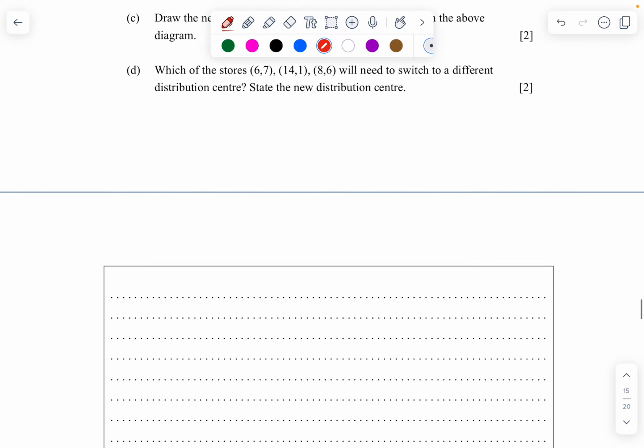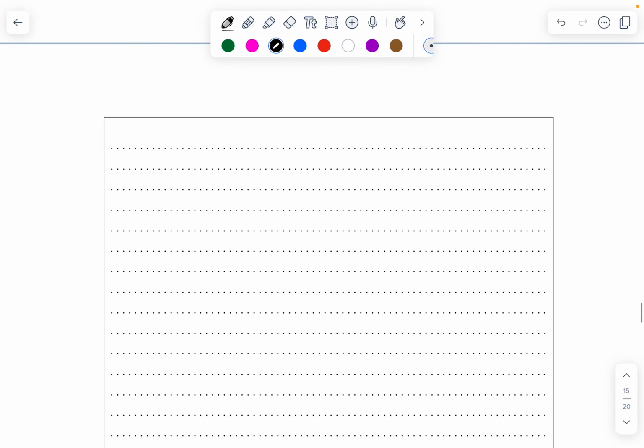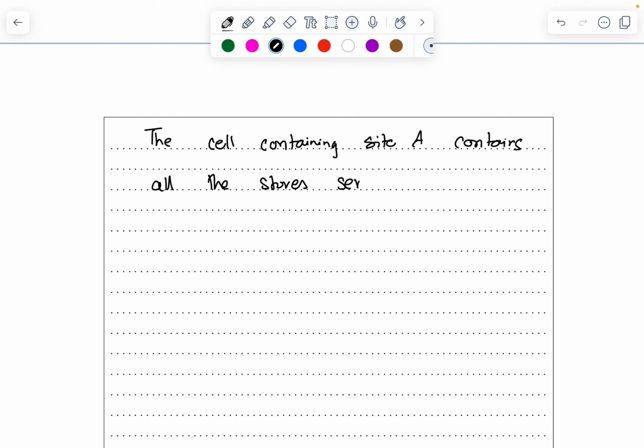Explain the significance of the cell A. What does it become, the significance of the cell A? What I can write: the cell containing site A contains all the stores served by distribution center A.